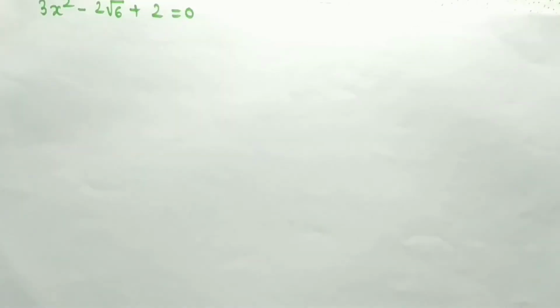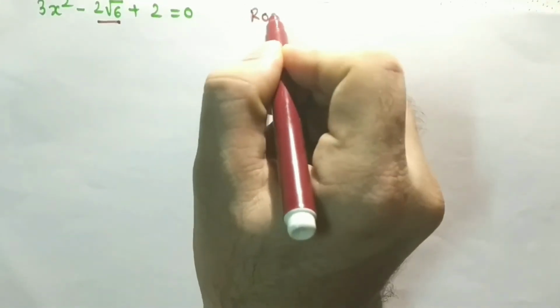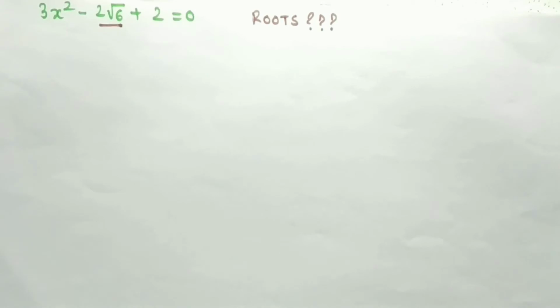Now let's take a different type of sum. In this sum, we have numbers under root which are not perfect squares. Most people get confused when there are numbers involving under roots of imperfect squares. Let's take this example: 3x square minus 2 into under root of 6x plus 2 is equal to 0.